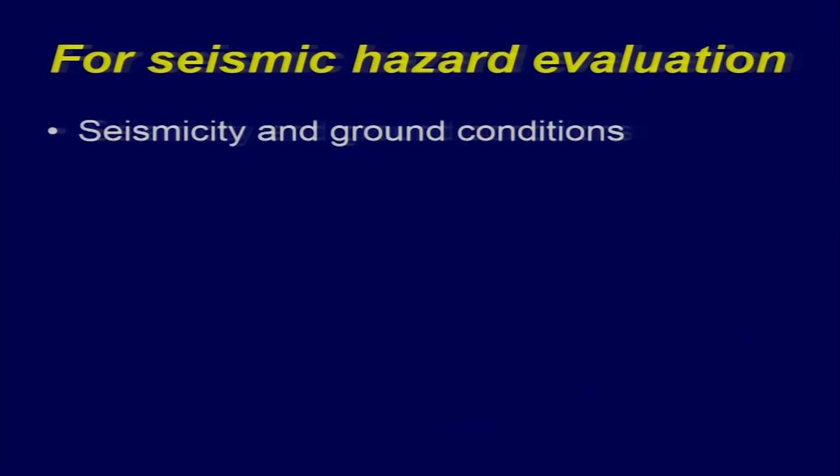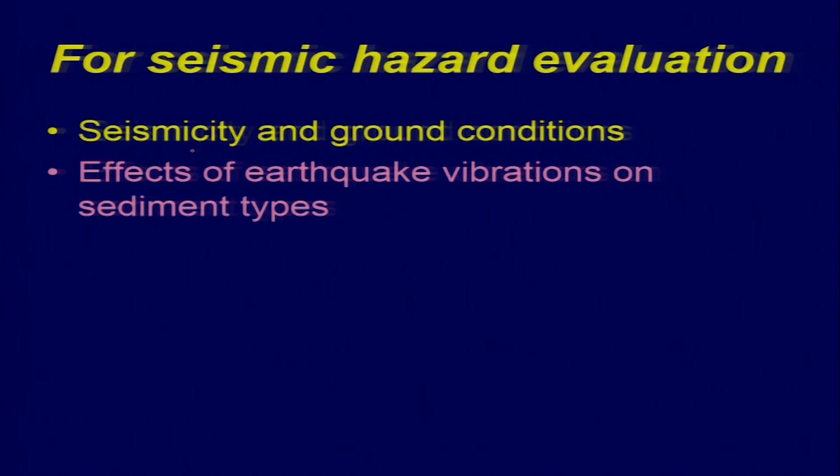For seismic hazard evaluation, mainly what we look at is the seismicity and ground deformation of the area. So we try to see the historical seismicity and then the ground condition. What is the type of material on which we are putting the foundation of our structure? That is extremely important. Effect of earthquake vibrations on sediment type, because with different types of sediments, like sand or clay, the amplification will be different from place to place.